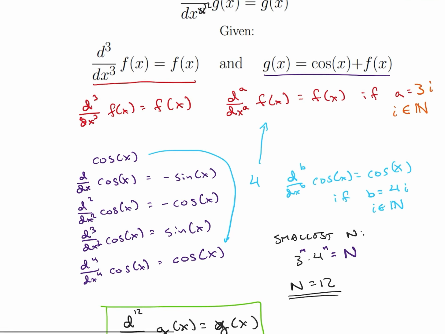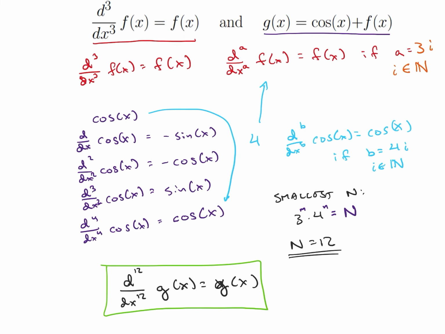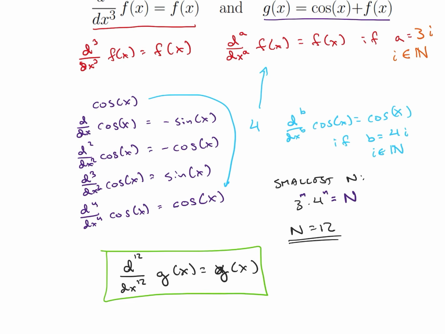And that's because when we take the derivative of g of x, we're taking the derivative of cosine of x plus the derivative of f of x. So we just need to find where both of those are back to their original form.